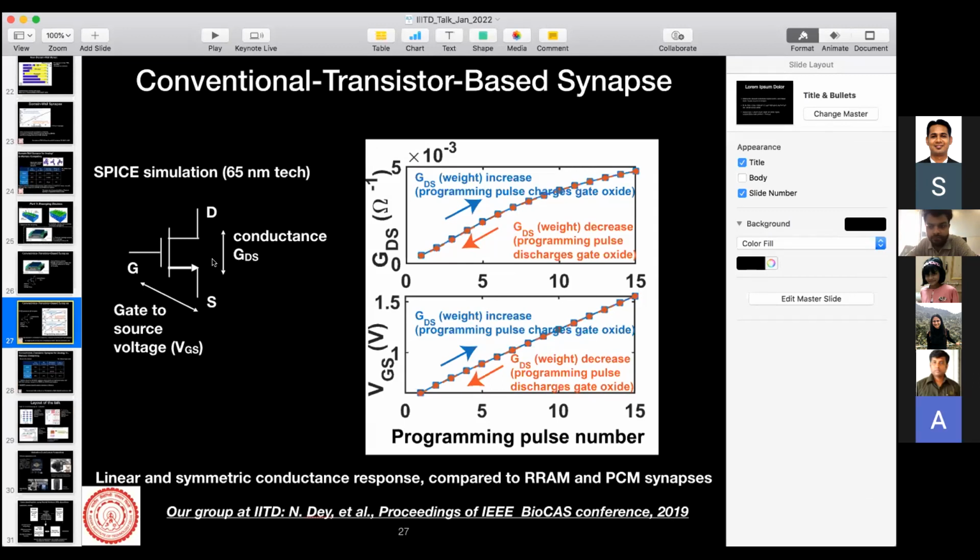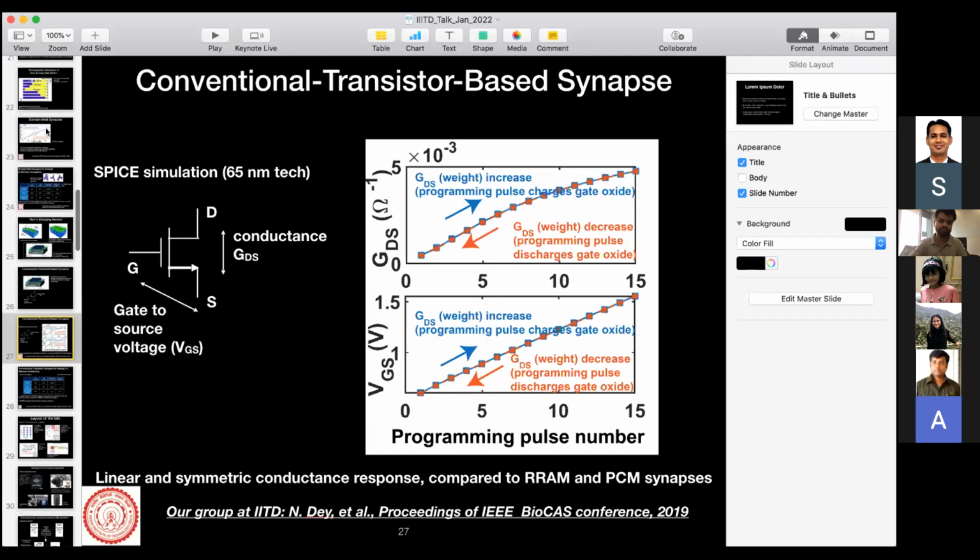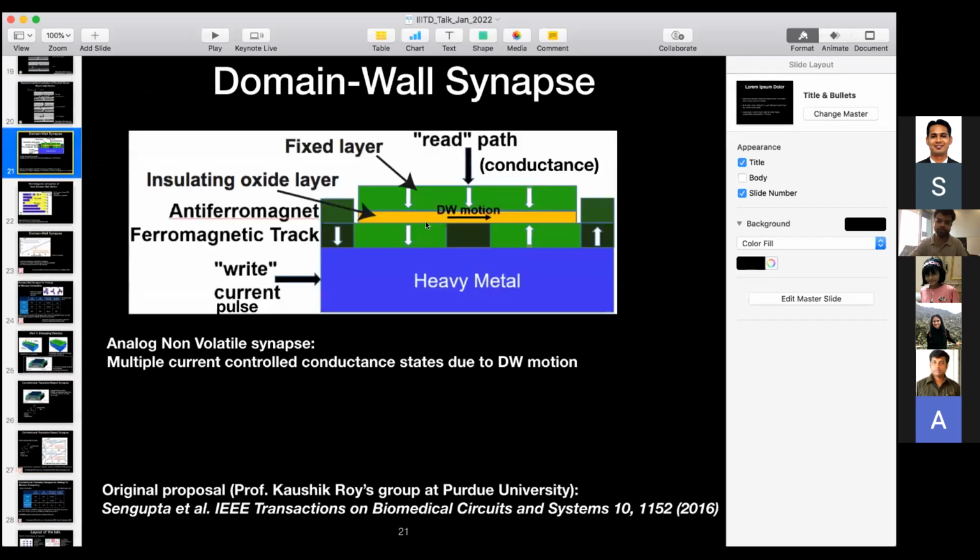Can you please repeat the part where we can learn these weights? Yeah, so a synapse device is basically a device which stores many values of weights, and you can go from one weight value to another electrically. Now, when it's a Spintronic device, what happens is you apply current, and this current moves the domain wall, and the magnetic configuration changes, and so you have different values of conductance.